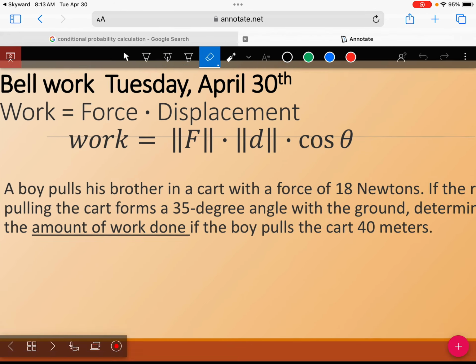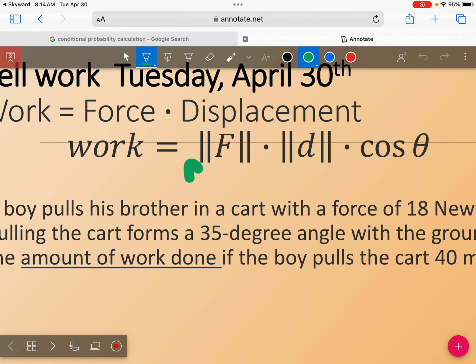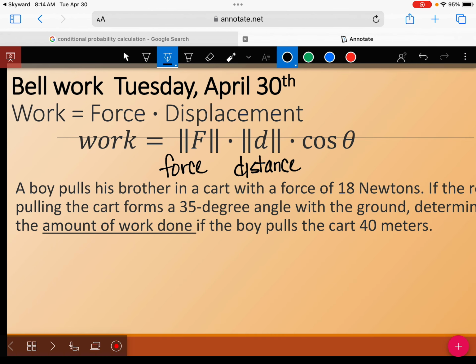So the first thing we need to know to figure out work is force. How much force, D is distance, and then theta, of course, is an angle. So how much force did the boy use to pull his brother in the cart?